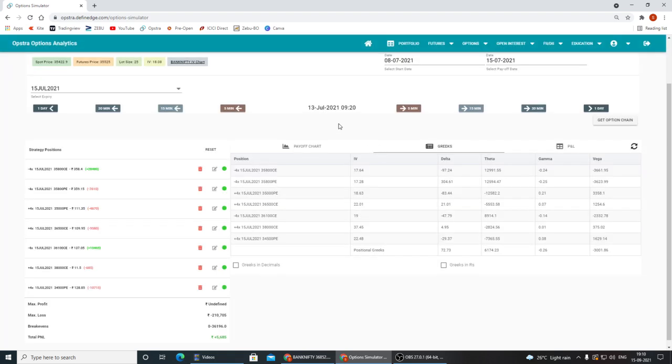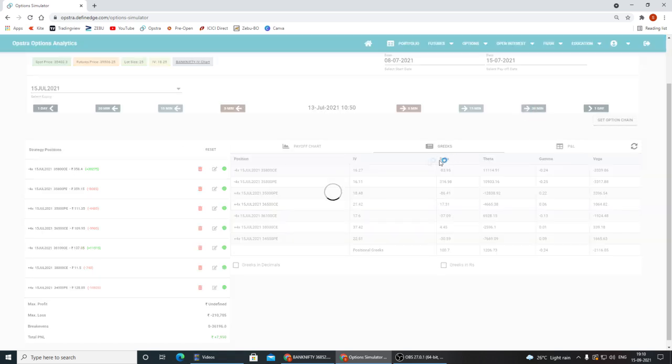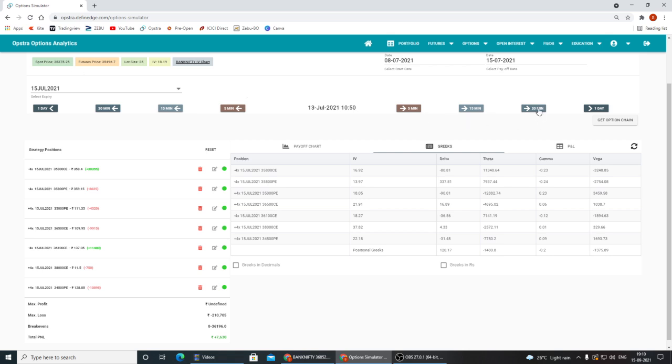Yes, Bank Nifty is at 35,422. Our profit is 5,600. 35,416. We are in profit of 7,000. 35,400. 35,550. So we are in profit of 11,000.